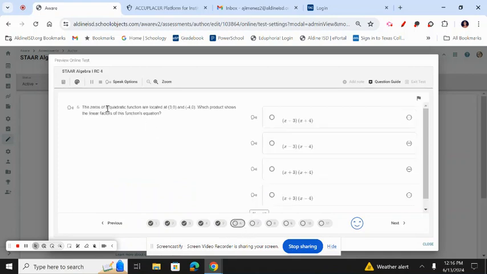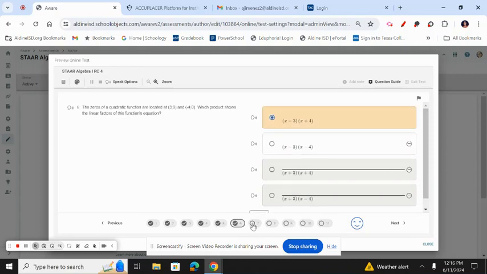Okay. This says the zeros of the quadratic function are located at (3, 0) and (-4, 0), so it wants to know what would be the product. The factors are the opposite of these values. Oh wait, sorry, it was a +3, so it should be a -3, sorry, opposite sign. And then this is a -4, so the opposite sign would be a plus, so it's the first one.